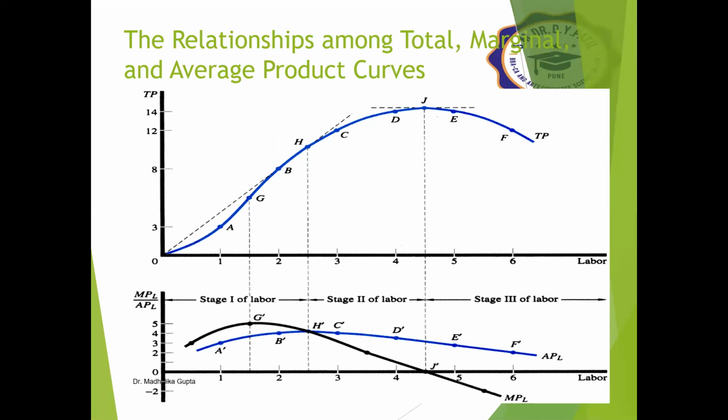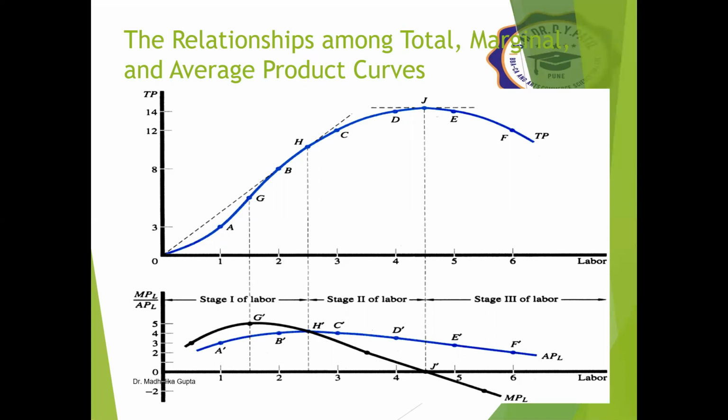See the second graph, the lower graph. Can you see? Now the AP starts falling. When the AP falls as a result of an increase in the number of variable inputs, MP is less than AP. See, the MP curve comes below the AP curve. You just have to read it.